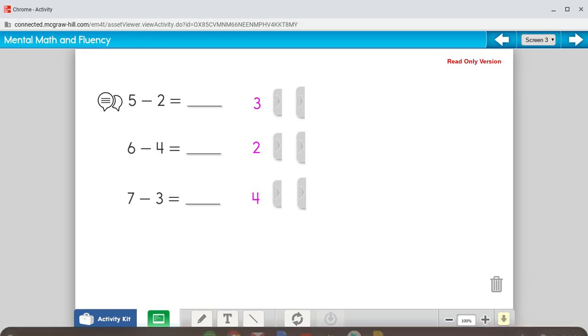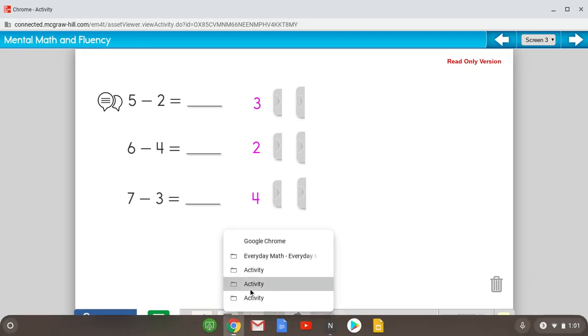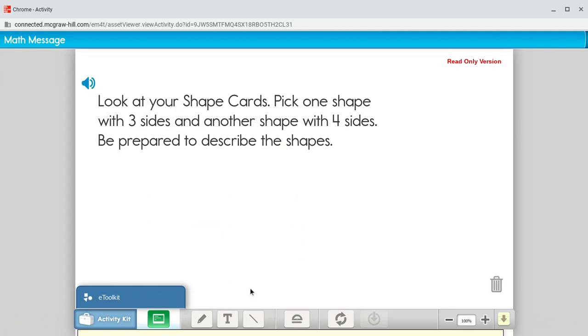Excellent. All right, so we're going to go ahead and take a look at our math message. We're going to jump right in it instead of making a separate video. I want for you guys to look at these shape cards that I'm going to show you. We're going to pick one that has 3 sides and one that has 4 sides, and then we're going to talk a little bit about them.